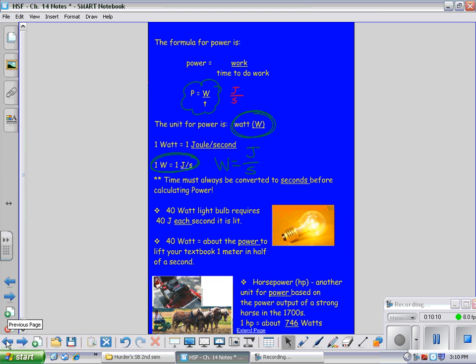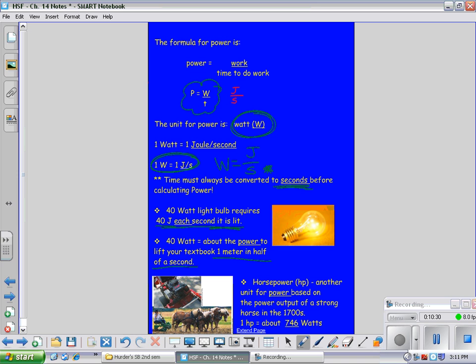So going back here, important thing, a watt is only equal to a joule per second, all right? So you have to always convert your time to seconds. I'll go over that here in a second. A 40-watt light bulb requires 40 joules each second that it's lit. 40 watts is about the power to lift your textbook 1 meter in half of a second.